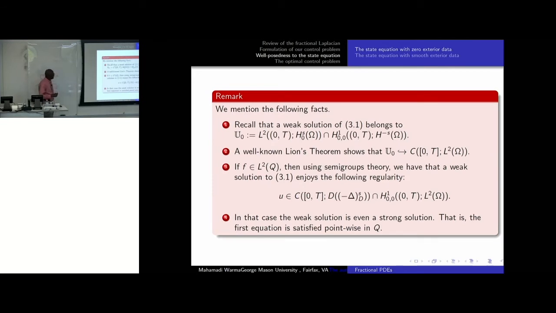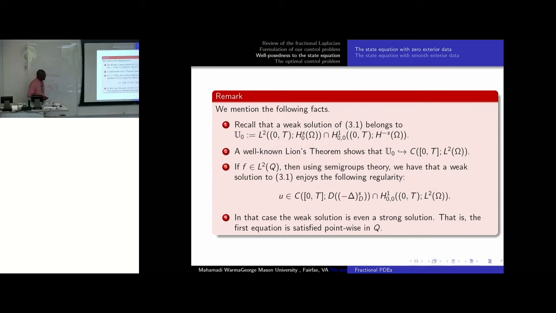Okay, now we mentioned the following fact, that we call the weak solution belongs to this space. But a well-known Lions theorem shows that this space, if we take L2 with the space H^s_0 and H1 in (0,T) with values in the dual, then functions are continuous on the closed interval [0,T] with values in L2. You have this continuous embedding such that the initial condition makes sense. You can calculate u(0), u(T), and that makes sense because solutions are already continuous on the closed interval [0,T].